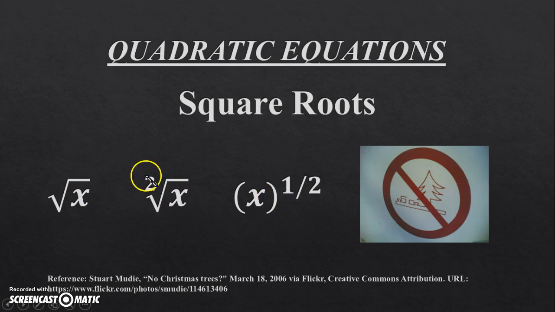This one has a 2 up here, and it's the exact same thing, which is why most people don't write that 2. And the other version is this one, where x is in parentheses and you have the 1/2 power. Basically, it's just the square root of x, or the half root of x. And it's saying the exact same thing as these two. A square root, however, is not this. It's not a tree, which is exactly why there's a red slash.